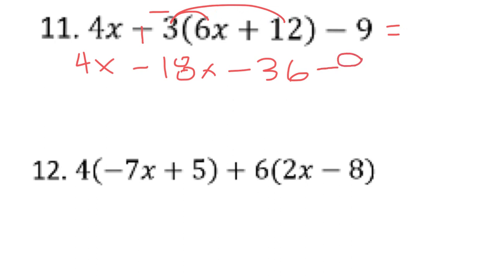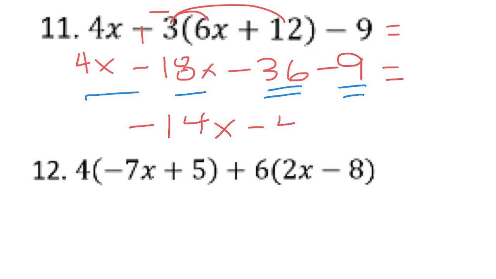And then -9, add our like terms. We have two sets of like terms. And this adds to -14x minus 45.